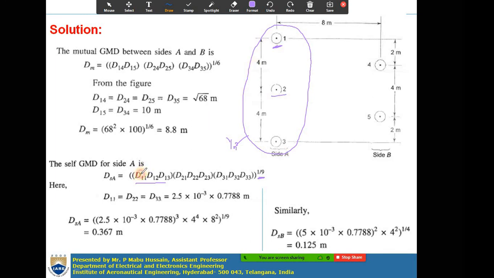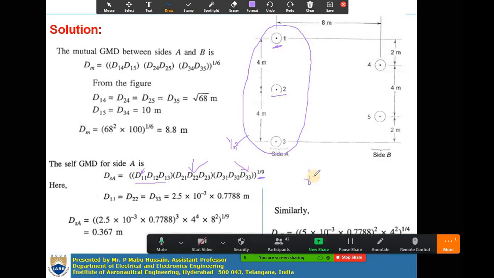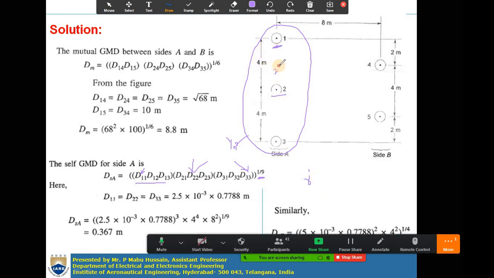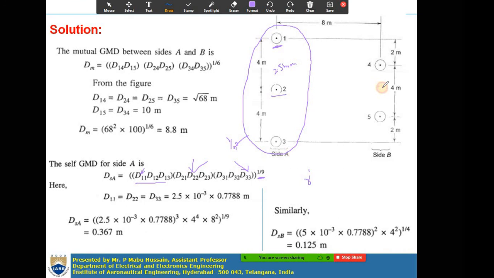D11 and D22, D33 self distances are nothing but r dash value, which is equal to 0.7788 times the r, right. R is the radius of each strand, this will be given as 2.5 mm. And for these two conductors the radius is 5 mm. In the problem they were given this. So, r dash is equal to 0.7788 times the r value.